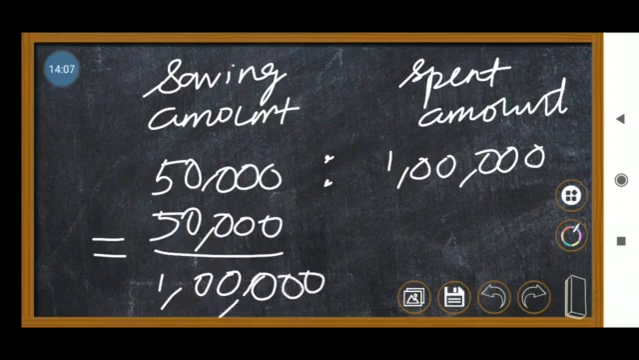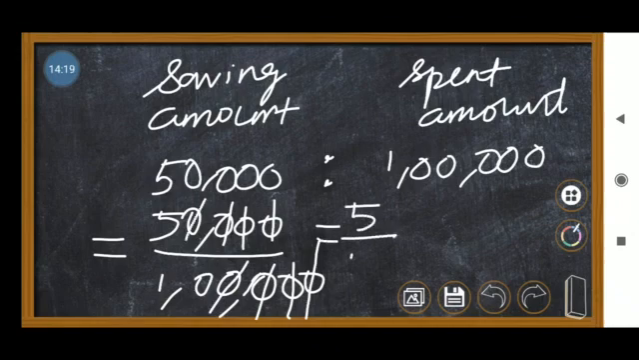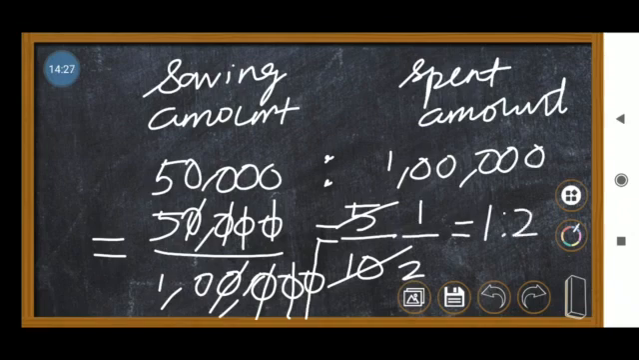From the last onwards, one 0 and one 0 cancel, and here one more 0 cancels, and here another 0 cancels. So finally 5 divided by 10. We can cancel 5 divided by 10, since 1 5 is 5, 2 5s are 10. So 1 divided by 2 we can write as 1 is to 2. So 1 is to 2 is the correct answer.